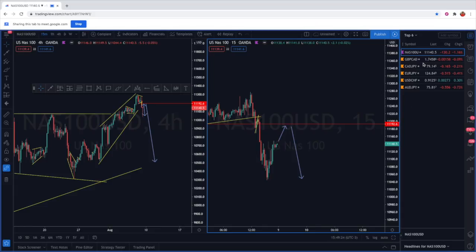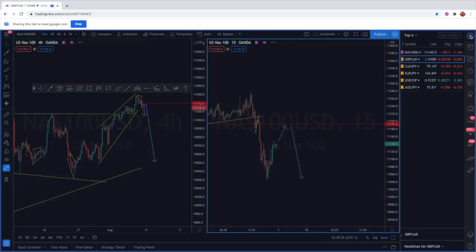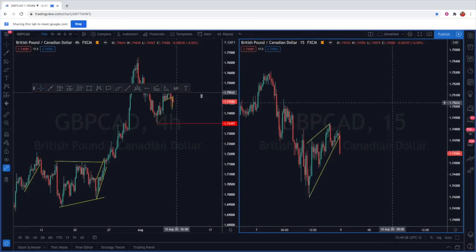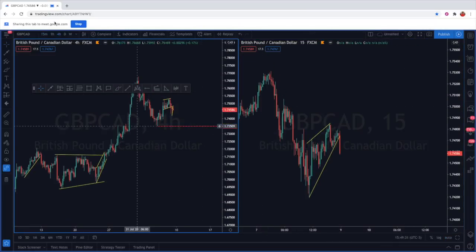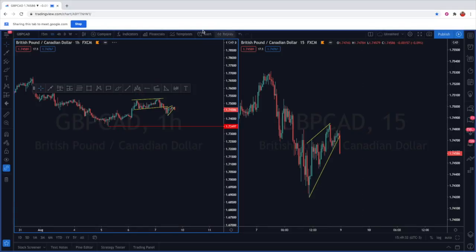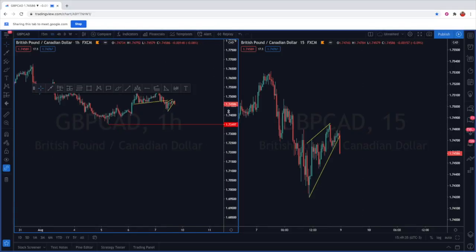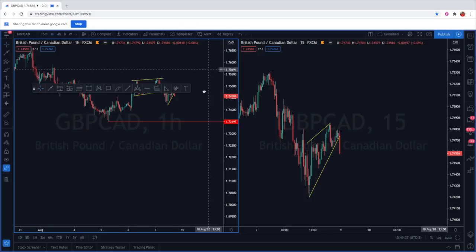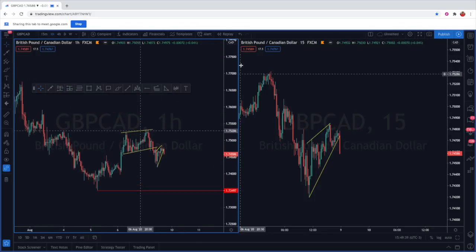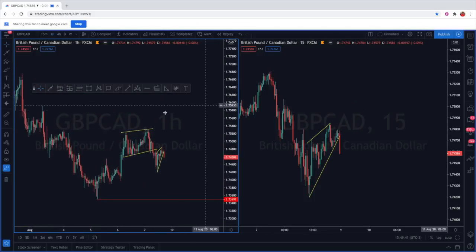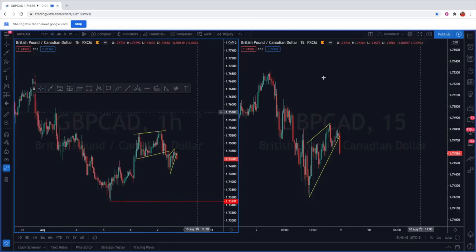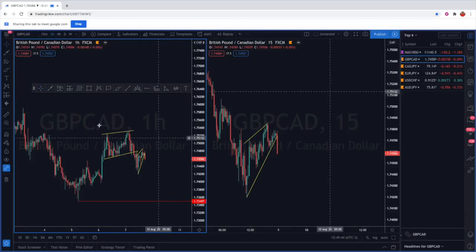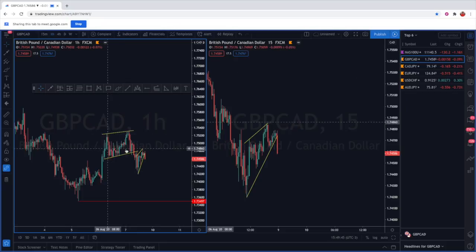Okay, now let us take a look at GBPCAD, one of the cleanest setups also for the week. As you can see, GBPCAD is looking super clean, guys, and this one here is actually a bit more simple. Just take a look at this pattern. It broke out. After it broke out, it came to retest with a beautiful pattern. Then now we're expecting the next impulsive move to the downside.